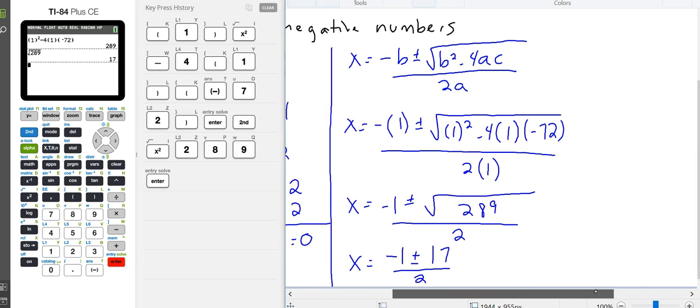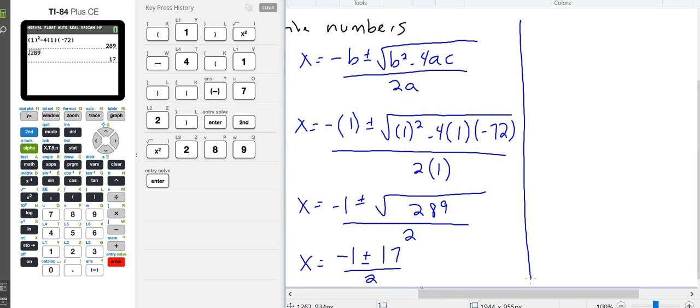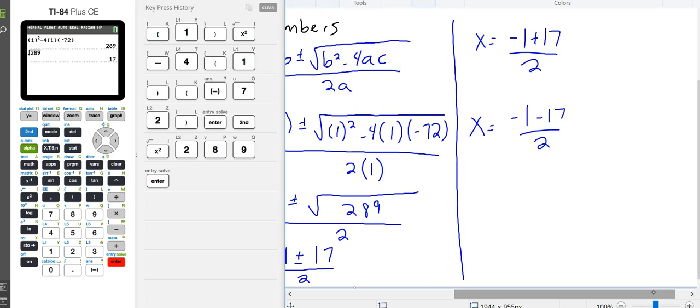So let's break this up into two separate problems. We have x is equal to negative 1 plus 17 over 2, and we have x is equal to negative 1 minus 17 over 2. Negative 1 plus 17 is 16 over 2 is 8. So either x is equal to 8 or negative 1 minus 17 is negative 18 over 2 is negative 9.